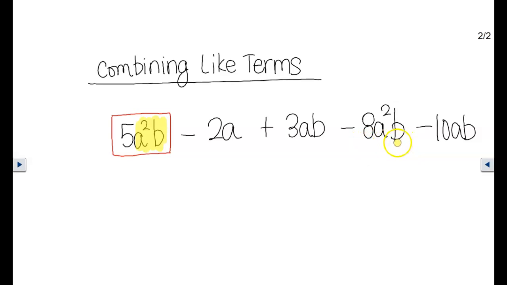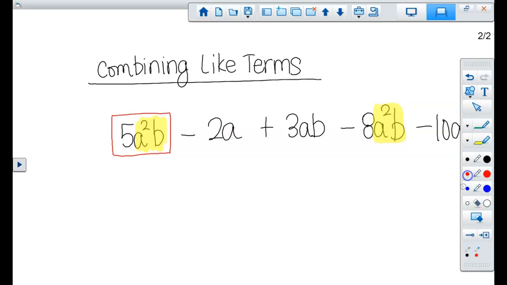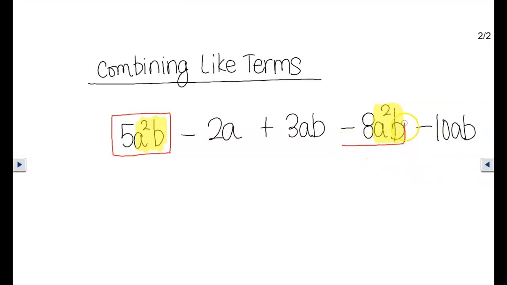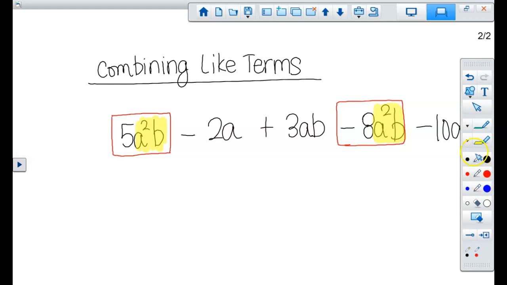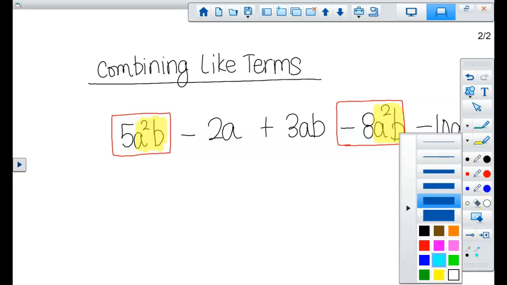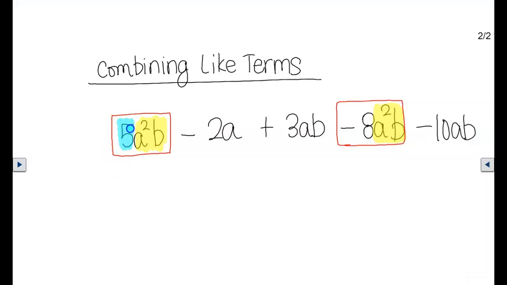This is a like term because it has both of the things it needs. It needs a to the second and it needs b. So I want you to notice this has exactly the same variable part. So I am going to put a red box around that term as well. Remember to let the term keep that sign that's in front of it because that belongs to him. So now, because these are like terms, I'm going to combine. And I'm going to combine by working with these numbers.